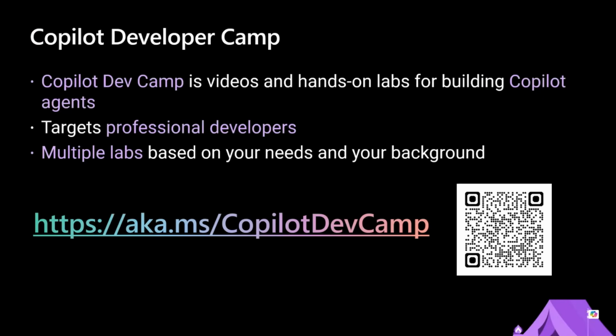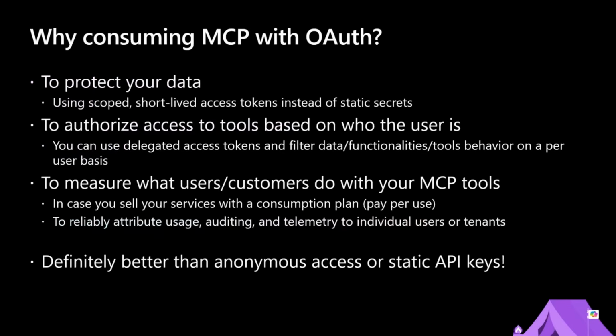First of all, let me share with you that this demo is part of a set of labs that we have in the Copilot Developer Camp, which is a set of videos, training materials, and hands-on labs that you can use to learn how to build agents to extend Microsoft 365 Copilot. If you want to dig into this topic and many more, go to aka.ms/Copilot DevCamp. But moving to the actual content of today, I want to start with a question. Why do we need to consume an MCP server with open authorization? You might be wondering why. Well, there are multiple reasons, in my opinion.